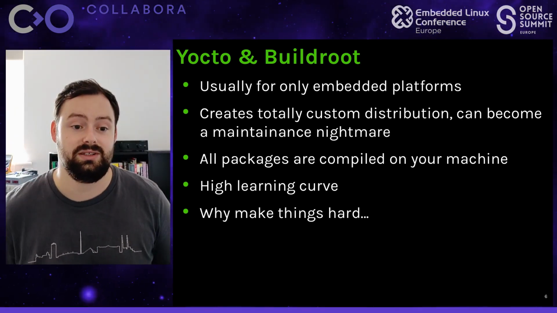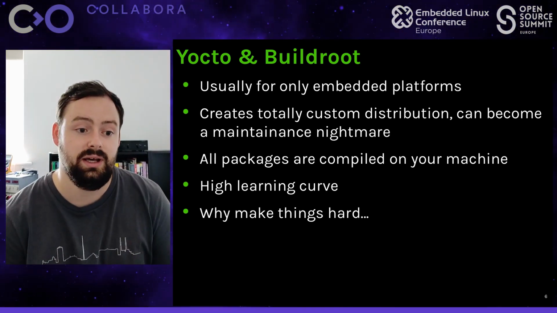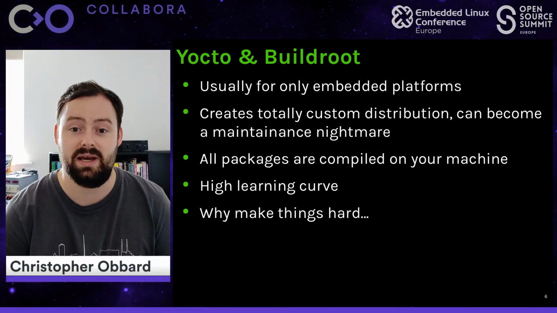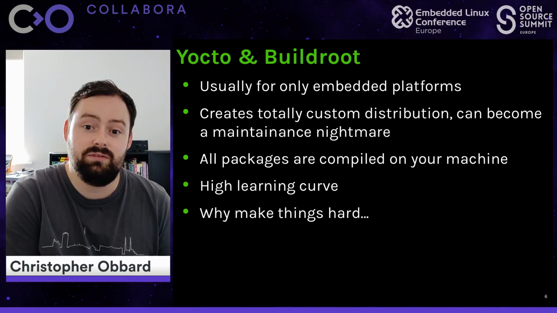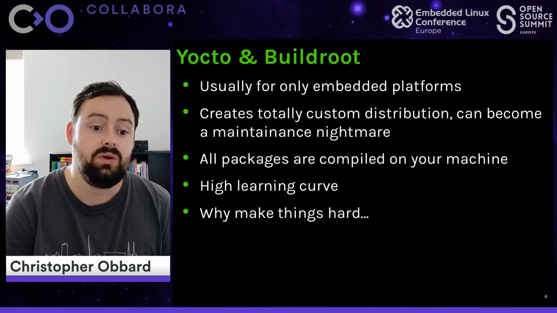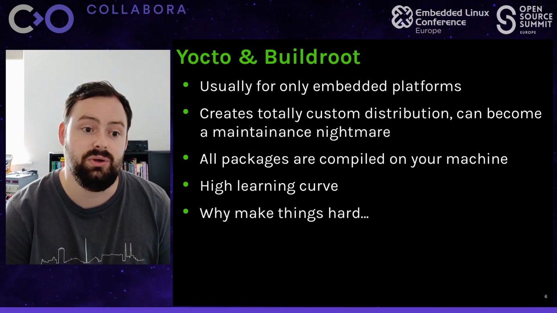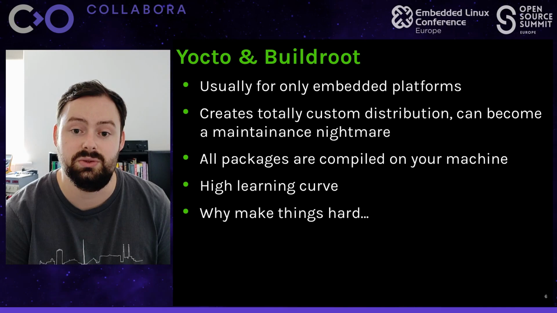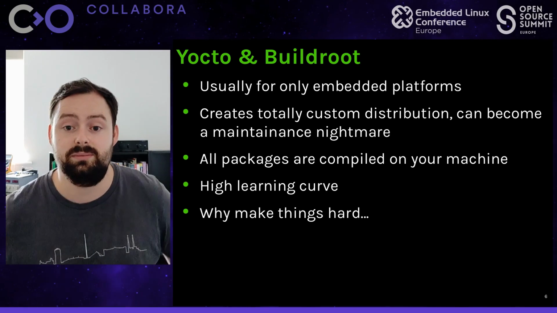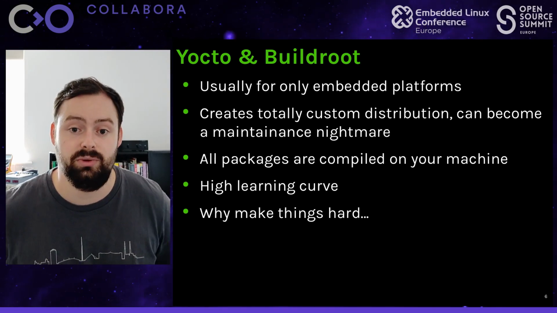Also, Yocto and Buildroot create a totally custom distribution, or rootfs in the case of Buildroot. It can become a bit of a maintenance nightmare, really, because you've got all of these packages, and if you deviate from the upstream at all, then you've just lost your security upgrade path. All of the packages are compiled on your machine, so basically, Yocto and Buildroot download a compiler source, compile the compiler, and then compile each of the packages. This can take many hours, and you really need some heavy hardware to be able to do a good job.